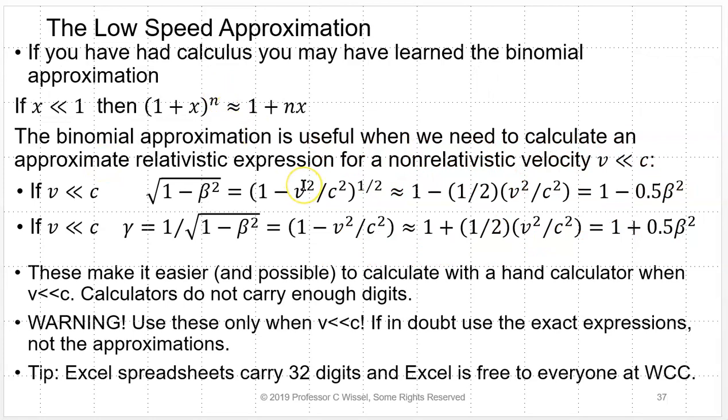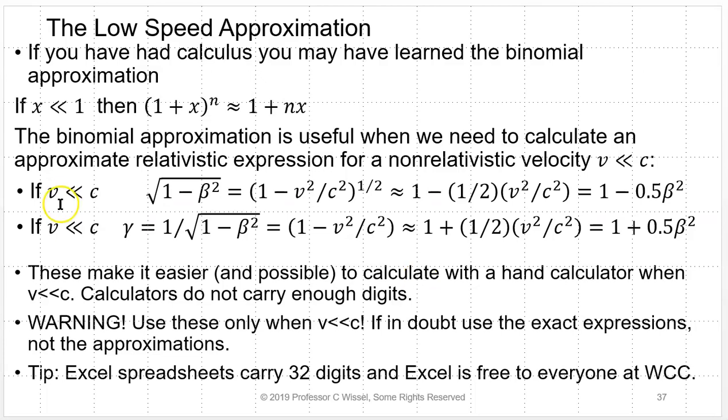Now, if you've had calculus, and please don't worry about this, because if you haven't, it doesn't really make any difference. And if you don't remember this, I'm going to show it to you now. If you've had calculus, you may have learned the binomial approximation. If x is much less than 1, then the quantity 1 plus x to the nth power is approximately equal to 1 plus nx. The binomial approximation is useful when we need to calculate an approximate relativistic expression for a non-relativistic velocity. So v is much less than c.